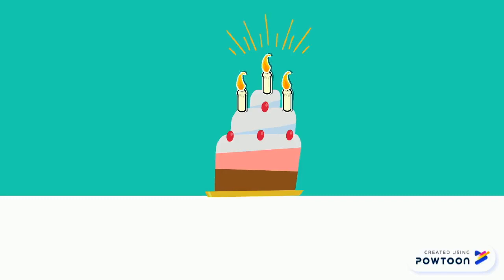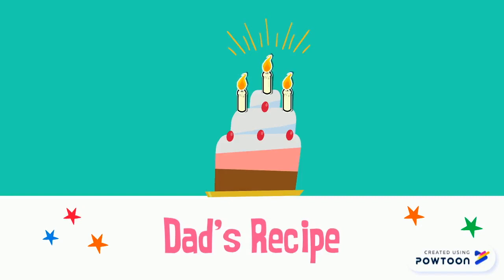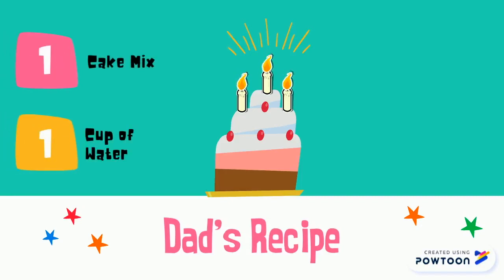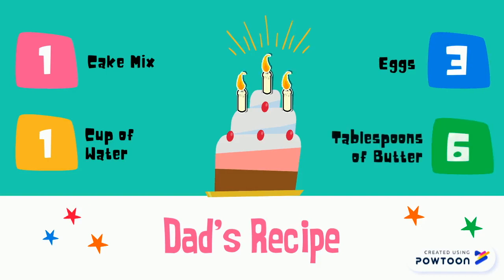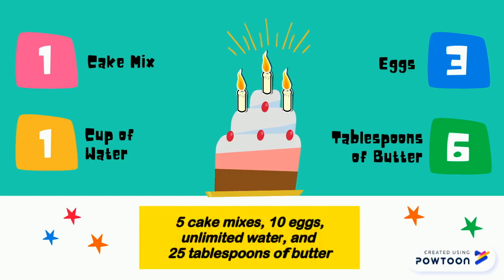Next, let's think about a recipe for Michael's birthday cake. His dad's recipe calls for 1 cake mix, 1 cup of water, 3 eggs, and 6 tablespoons of butter. He wants to make as many cakes as possible so all his family can enjoy some and take leftovers home. If he has 5 cake mixes, an unlimited water supply, 10 eggs, and 25 tablespoons of butter, how many cakes can he make if he follows the recipe accurately? Let's review this one the same way.